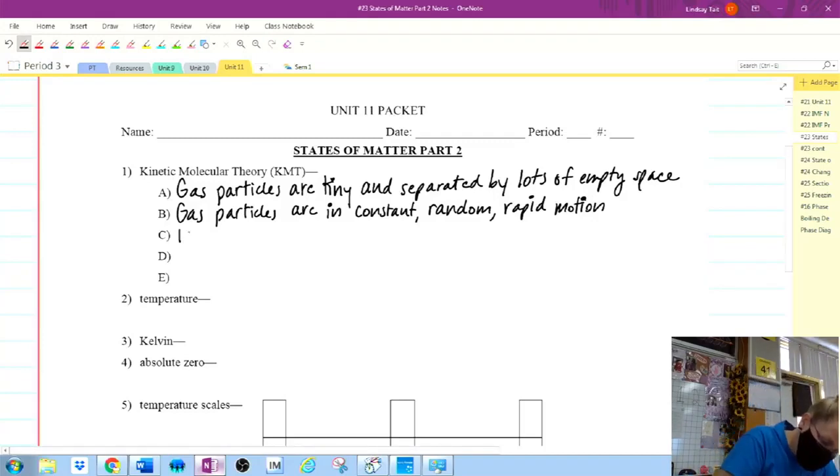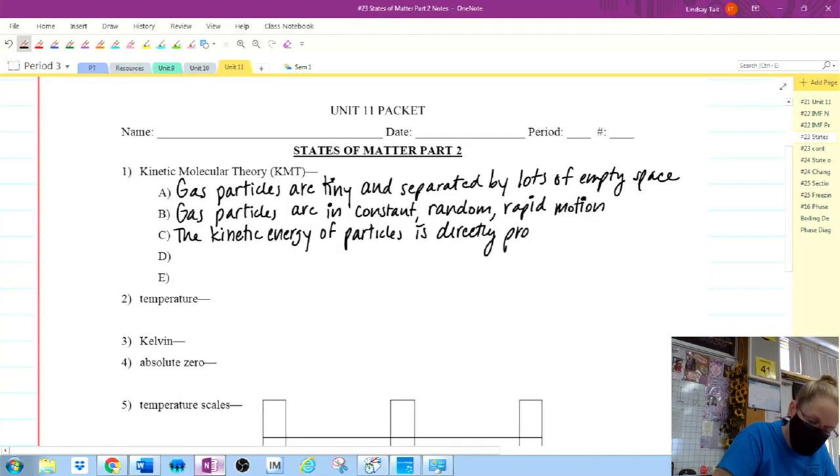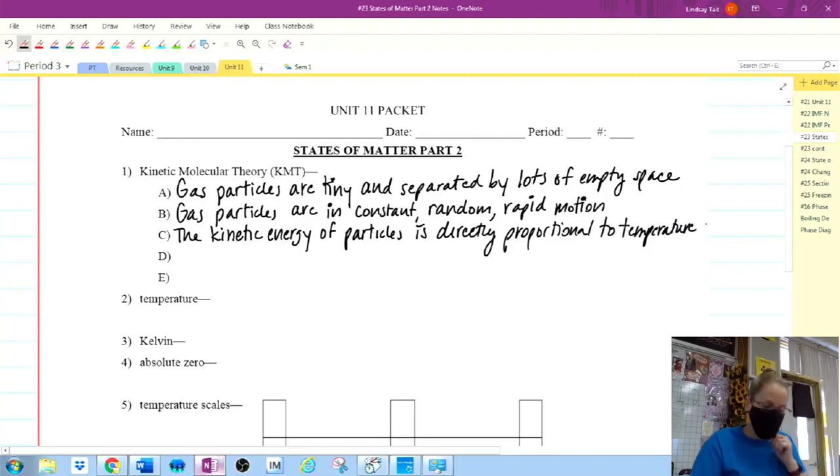Third part, the kinetic energy. The kinetic energy of particles is directly proportional to temperature.